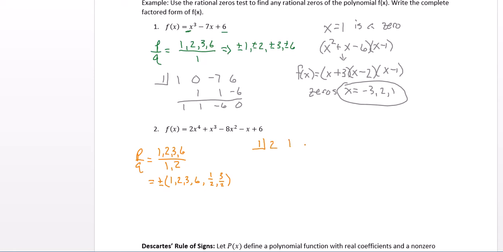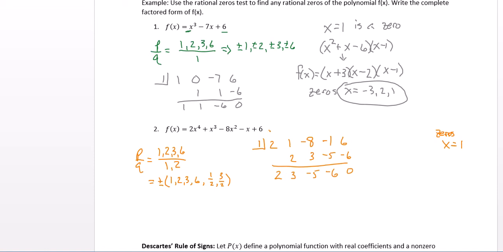2x to the 4th, 1x cubed, minus 8x squared, minus 1x, and 6. Drop the 2, multiply to go up and over, add straight down. Multiply to go up and over, add straight down. Multiply, add, multiply, and add. And yeah, I picked some nice ones. They gave us the x equals 1 as a 0. So if I'm looking for zeros, I'm going to write these over here. X equals 1 is definitely a 0.